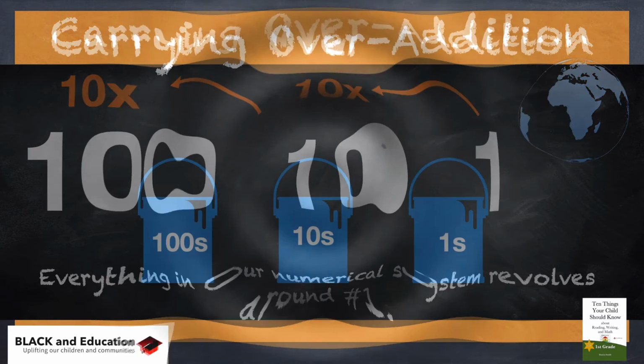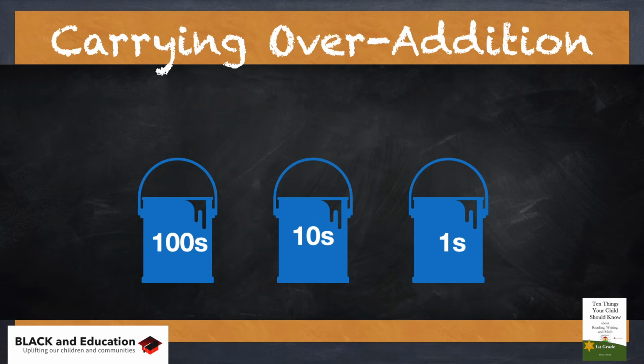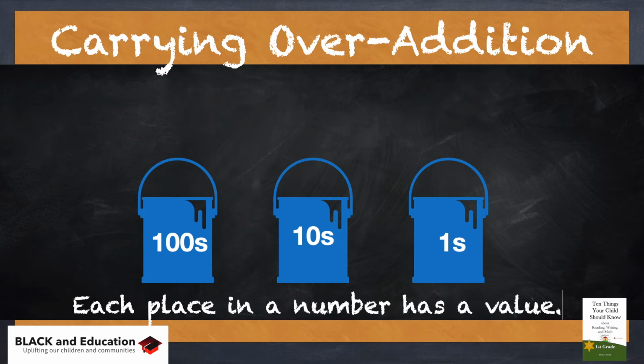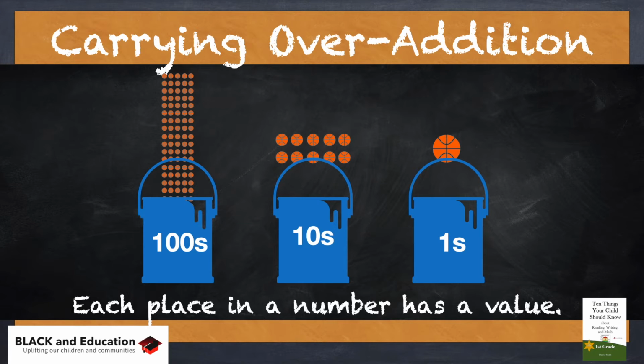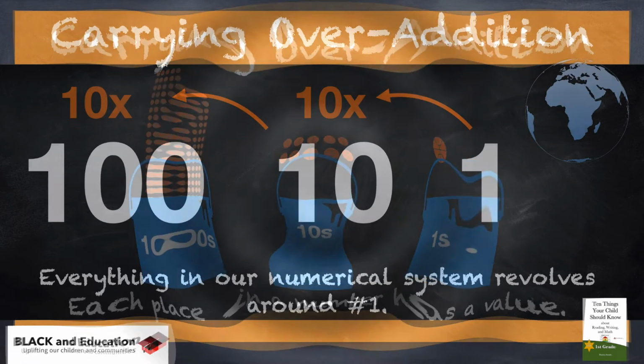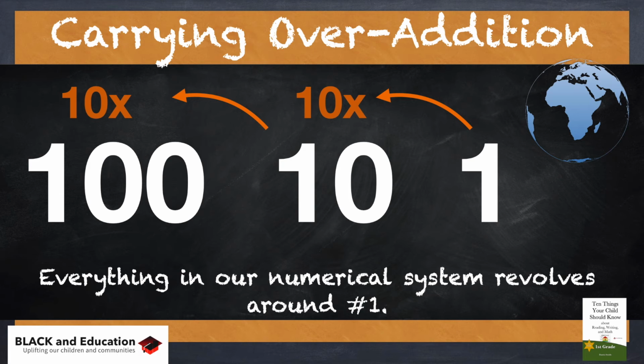And when we look at that, it's almost like they're buckets, right? We have the ones place, the tens place, and the hundreds place. They're like the bucket. So each bucket, if you will, each place in a number has a certain value. The ones place is going to hold ones, right? The tens place is going to hold tens, and the hundreds place is going to hold hundreds, right? And this is exactly what we're seeing, how we're moving up by 10 each time we move.